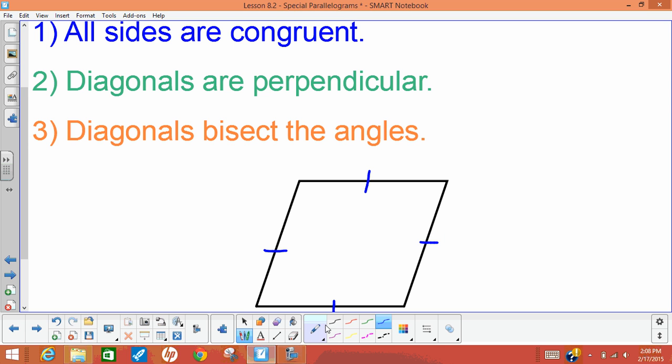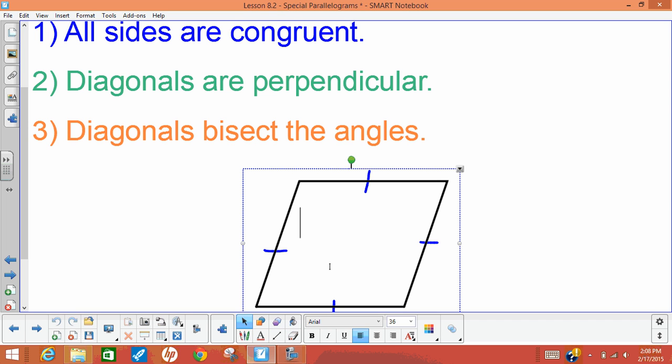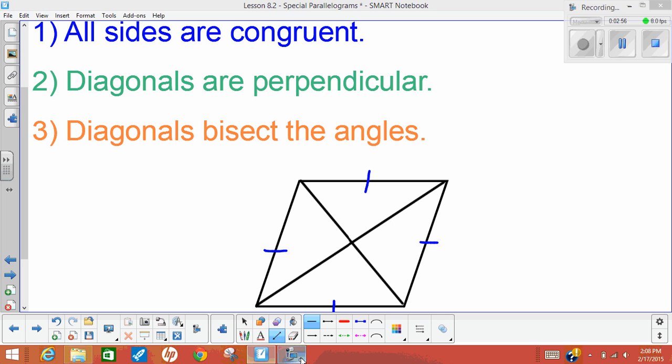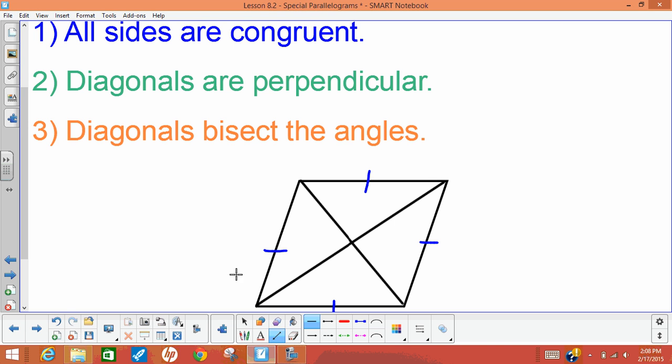In this case, the diagonals of a rhombus, let me just draw those in here. The diagonals of a rhombus are perpendicular, so that means they intersect and they make four right angles right here in the middle of the rhombus. Another thing that the rhombus's diagonals do is that in each of these four angles of the rhombus, these angles get bisected, so they're cut into equal angles.